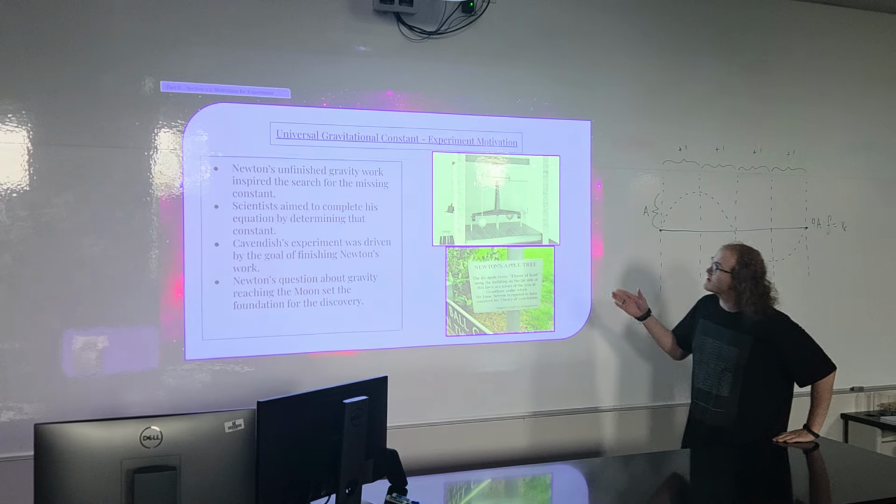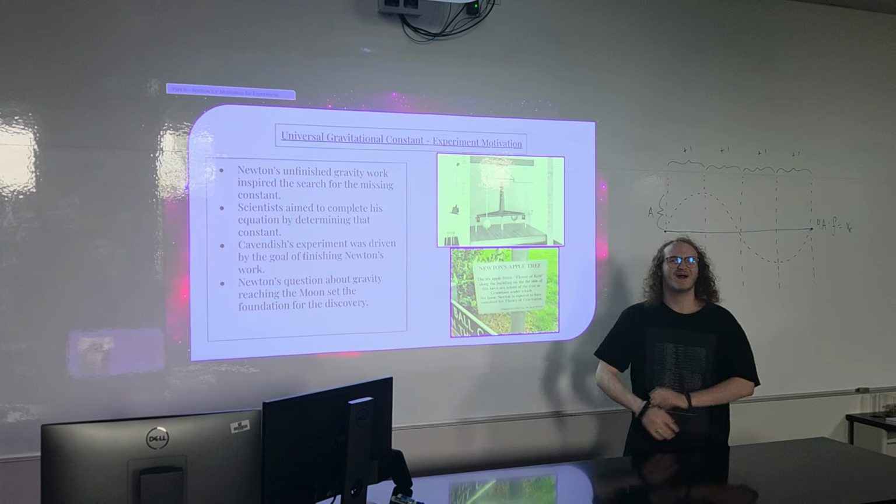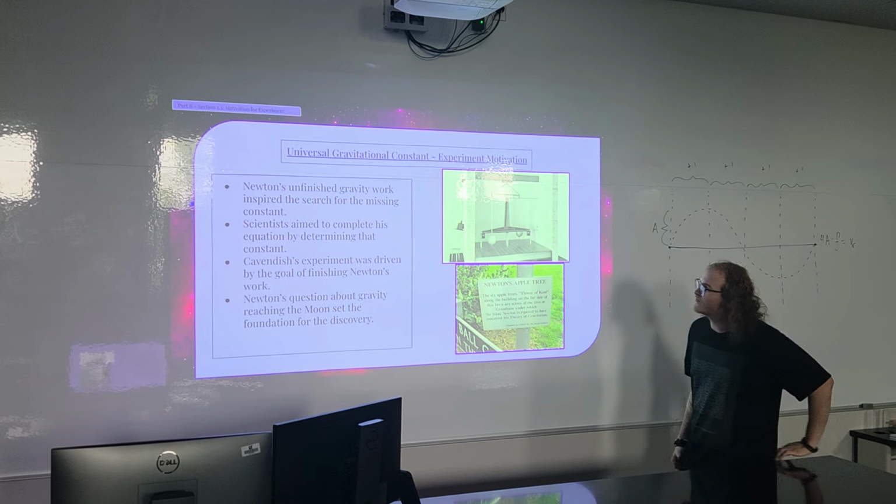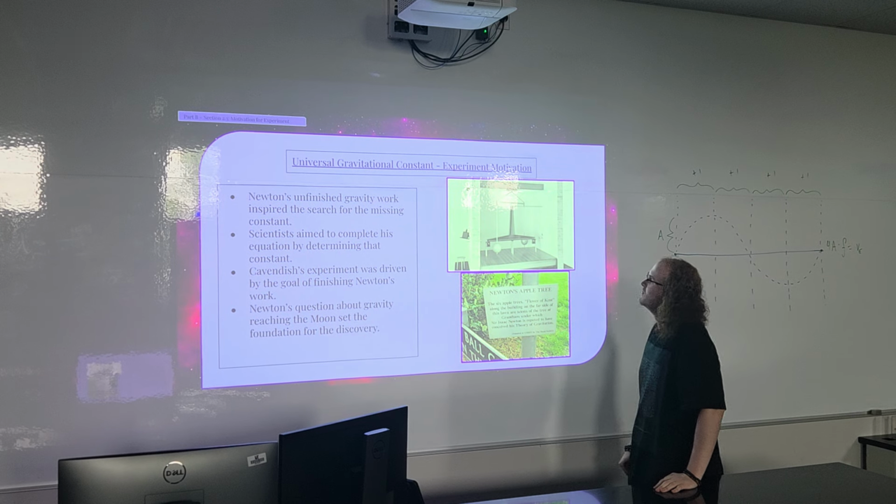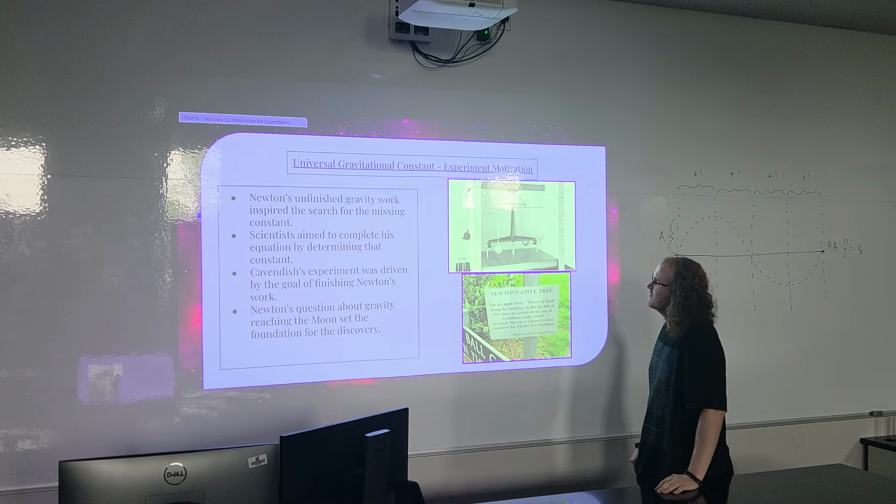To present the experiment motivation, the motivation for Newton's law of gravitation.